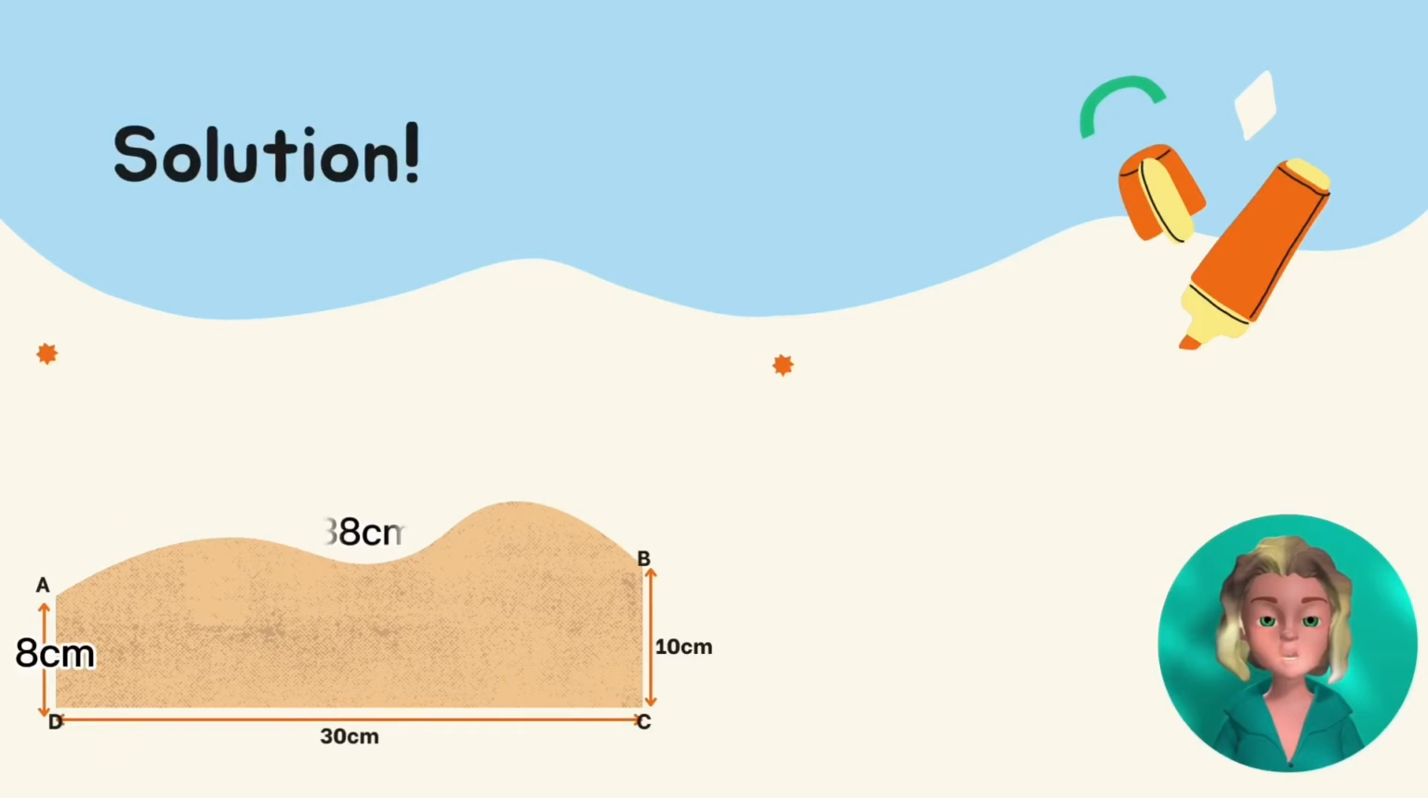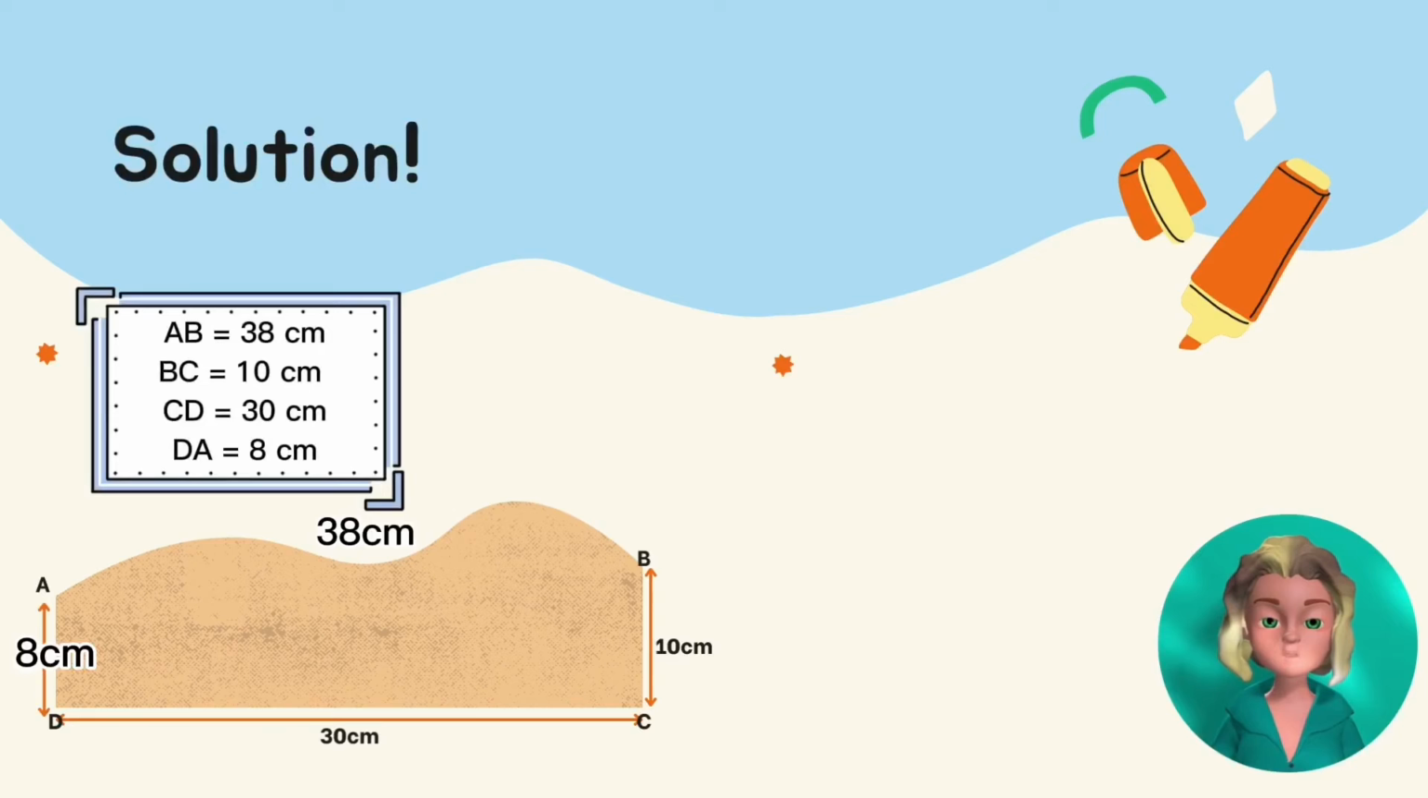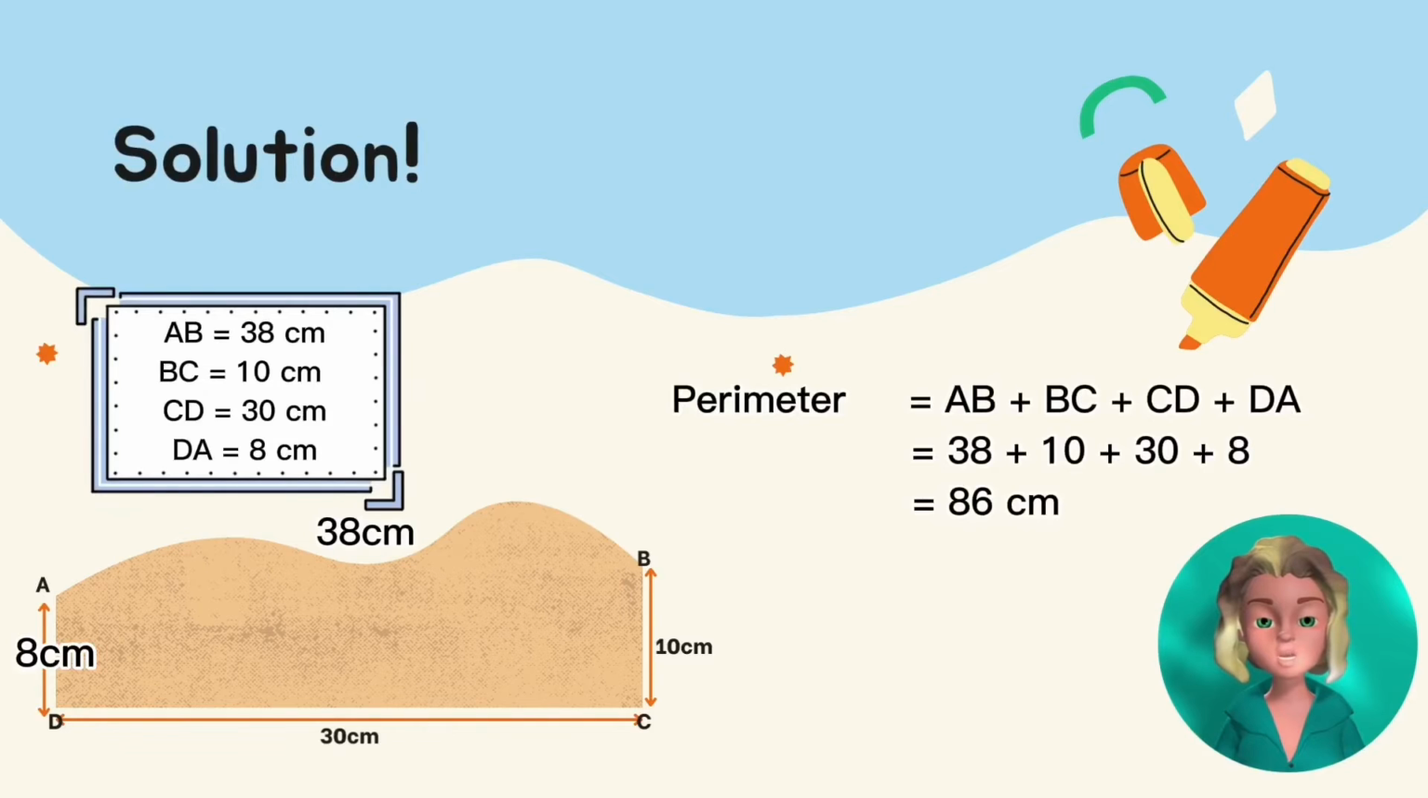Lastly, sum up all the lengths. We have AB, which is 38 cm, BC 10 cm, CD 30 cm, and DA 8 cm. In total, we will get 86 cm.